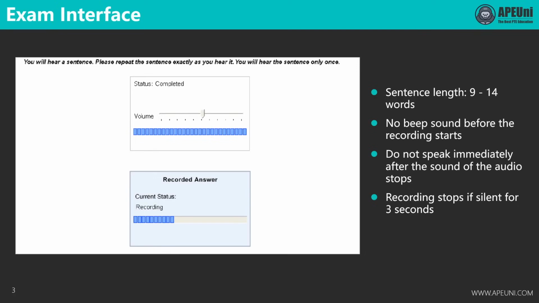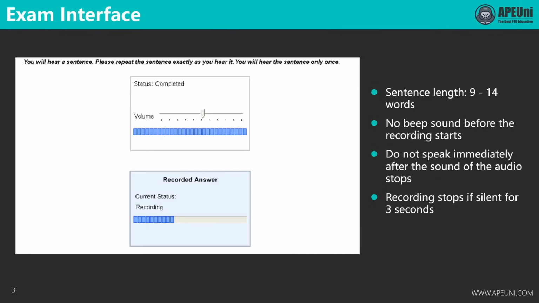The exam interface of RS will be like this on the exam day. You will hear a sentence and you need to repeat what you've heard. Like all other questions with audios in PTE, you will hear the audio once only. Most of the sentences are between 9 to 14 words, but you may encounter some questions that are longer than 14 words. You can see there are two boxes on the interface.